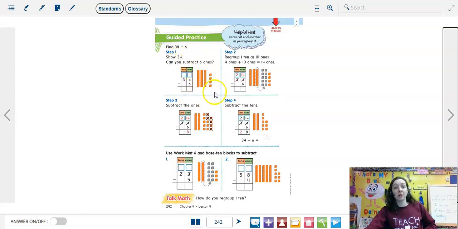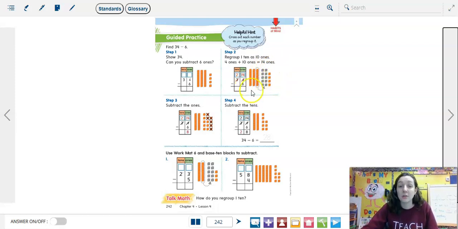They had us draw the picture, 34, just like we did on the other page. Can we subtract 6 1s? No, so we need to regroup. It says regroup 1 10 as 10 1s, just like we did in the picture. Then we have 4 1s and 10 1s is 14 1s. So just like in our picture, they took that stick, made it 10 1s, and so then we had 14 to take away that 6.